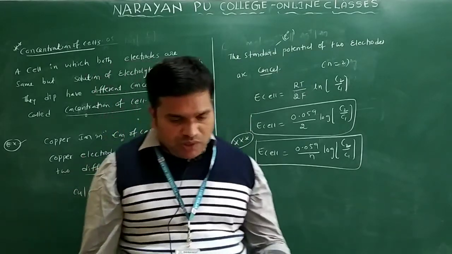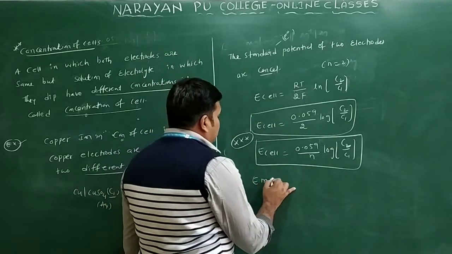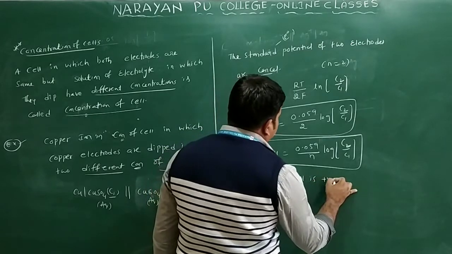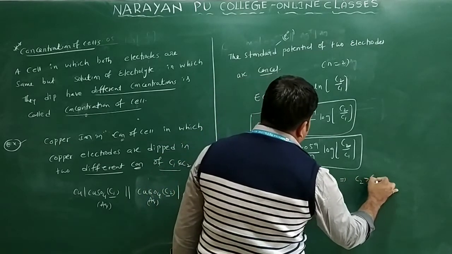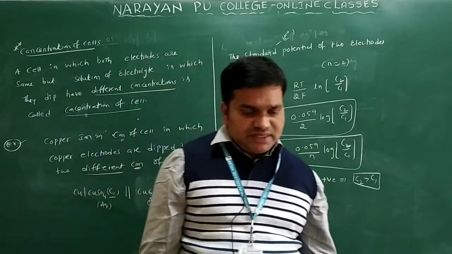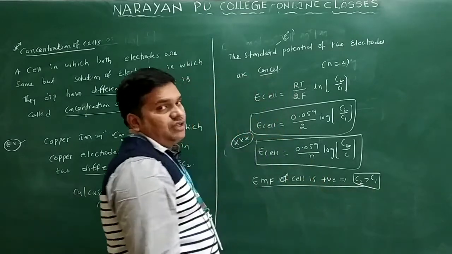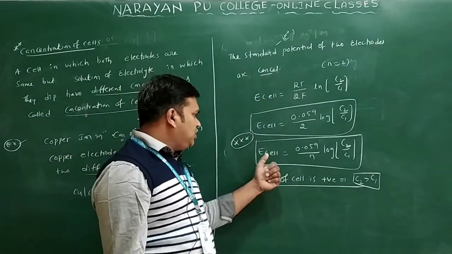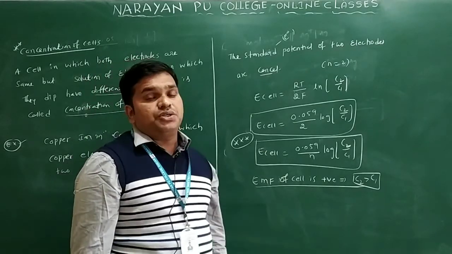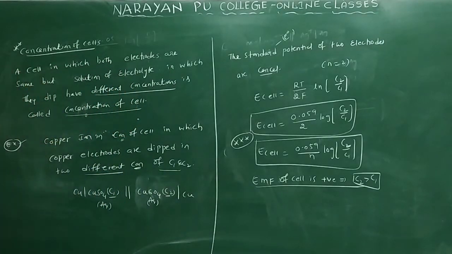One more point: the EMF of the cell is positive. So generally C2 is always greater than C1. This is regarding concentration cells. The formula we have is E cell is equal to 0.059 by n into log C2 by C1. So I will discuss one problem on this concentration cell.